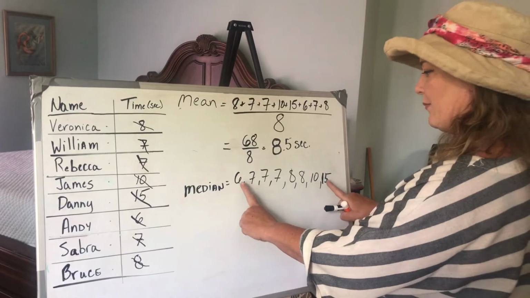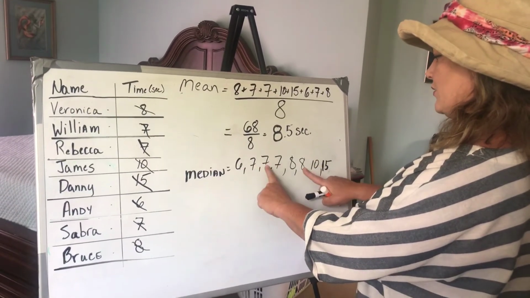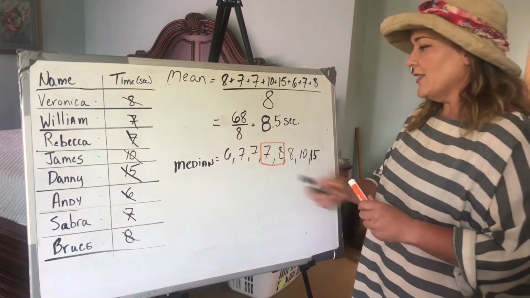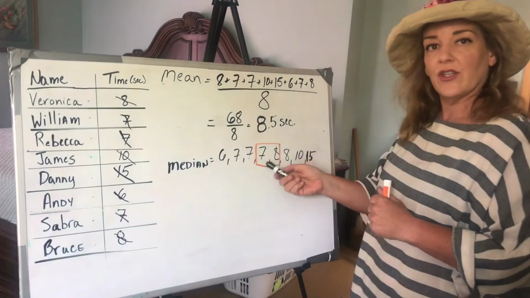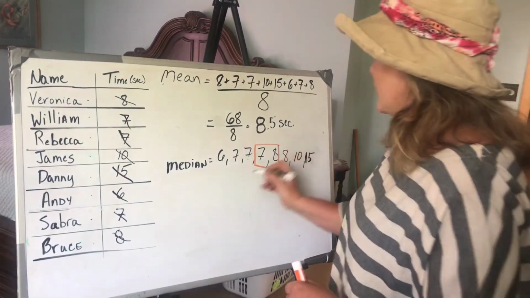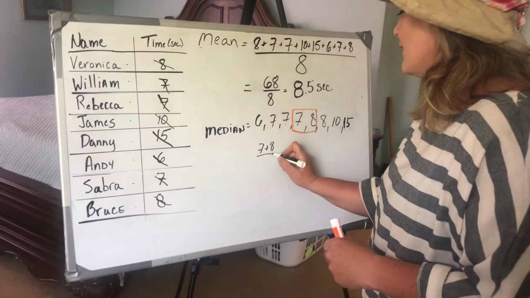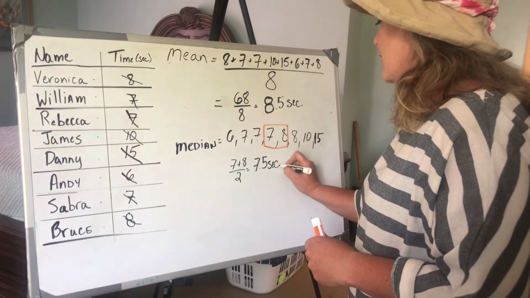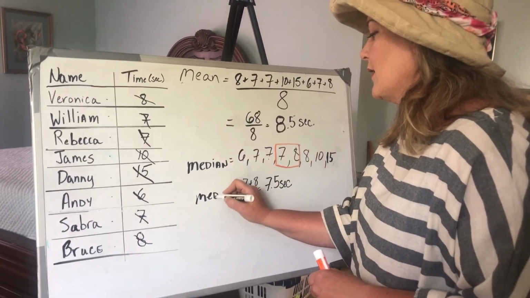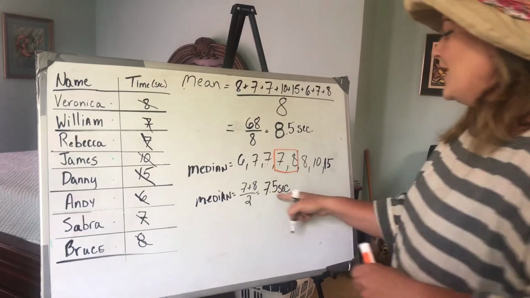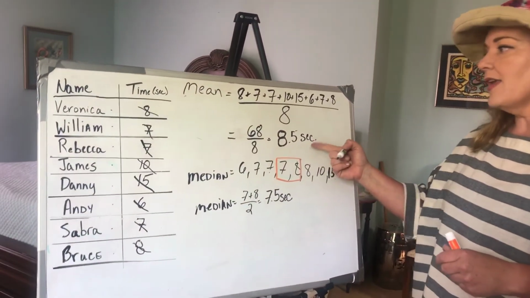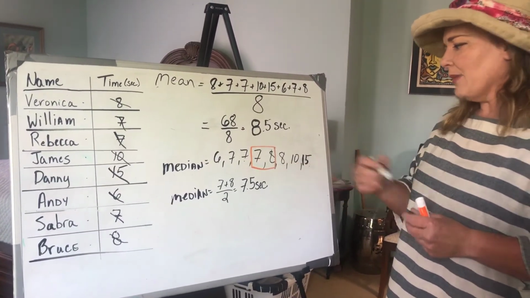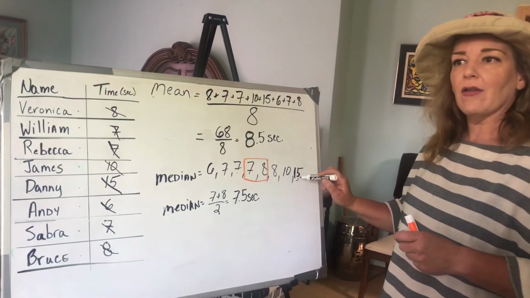Now I come to the middle of them. These two cancel out, these two cancel each other out, these two cancel each other out, and here is the drop dead middle of my data. Since this is an even number, I'm going to have to average these two to find the median. So I have 7 plus 8 divided by 2, which is 7.5 seconds. That's my median. So you can see my median is a full second faster than my mean, my average. So that is telling me, wait a minute, this might be a pretty fast team. We might have some outliers here.